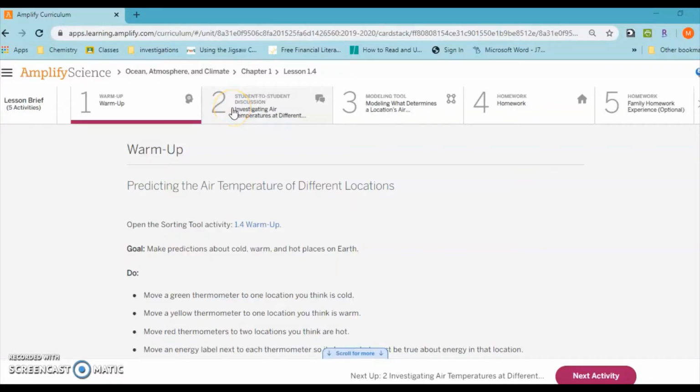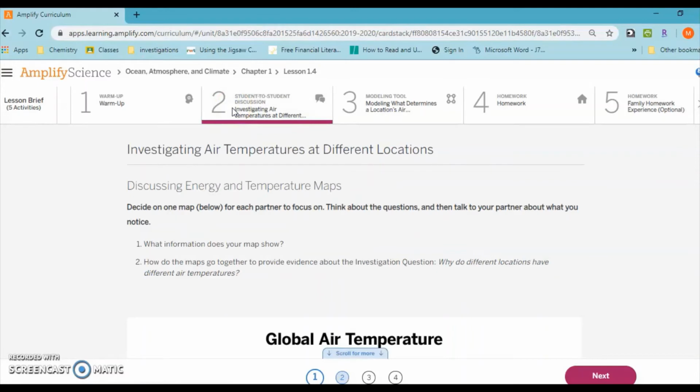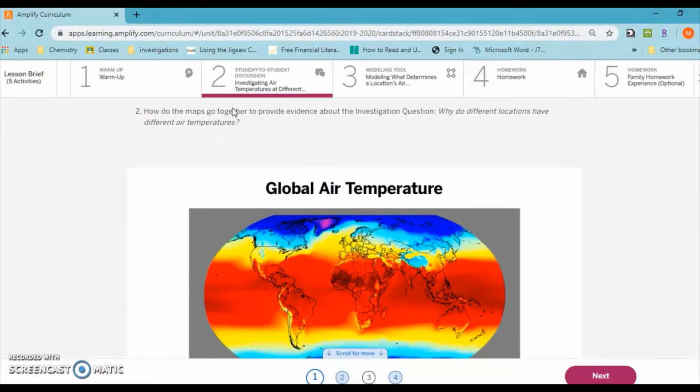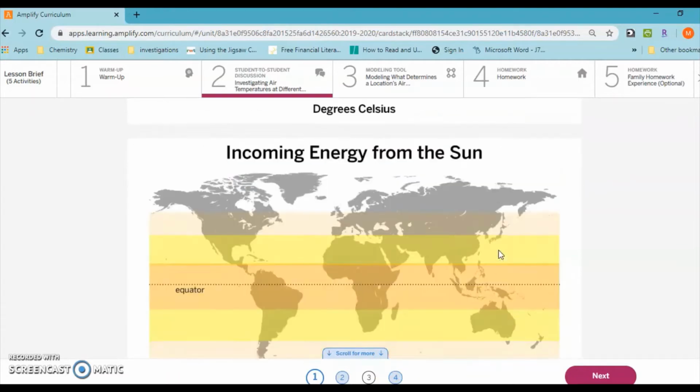Hey guys, so welcome back. So right now we're in part 2, and we looked at the information that we see in these 2 maps.